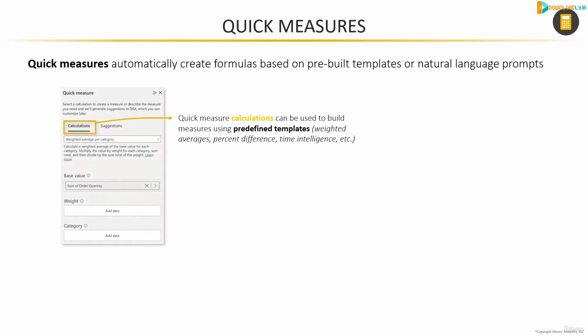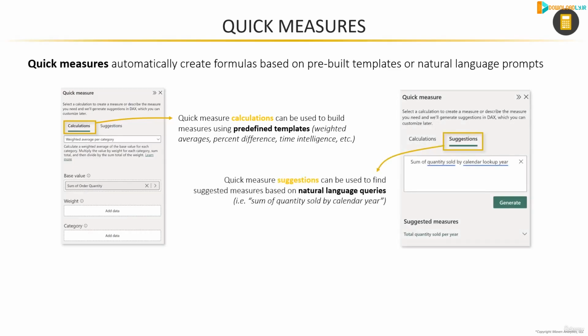Now, the first method is called calculations, and this can be used to build measures using predefined templates. So things like weighted averages, variance, percent difference, time intelligence, running totals, and much, much more. So, depending on the type of measure that you're looking to create, the quick measure window will prompt you with additional data that's needed. Like in our example here, we're looking at weighted average per category. So, we need to add in a base value, a weight, and a category.